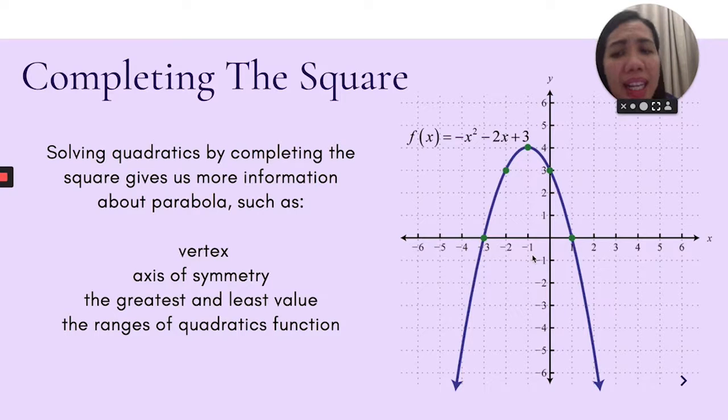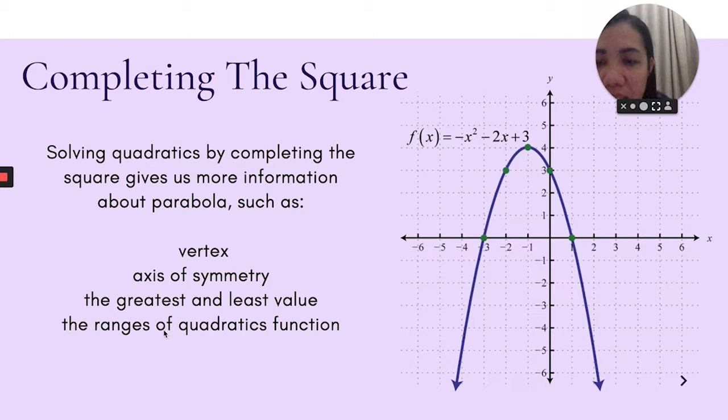What does it mean, axis of symmetry? Actually, it tells us that a parabola like this has a symmetry characteristic. Whenever we fold this paper or this parabola on its axis of symmetry, actually the left hand side of the parabola will meet exactly to the right hand side of the parabola. So actually this is the axis of symmetry of this parabola.